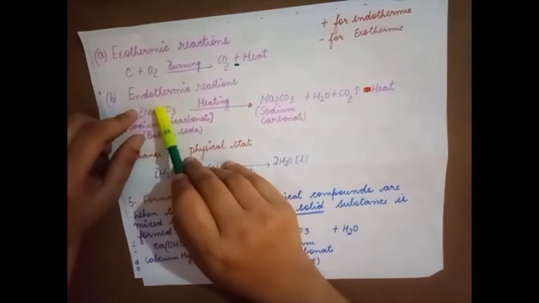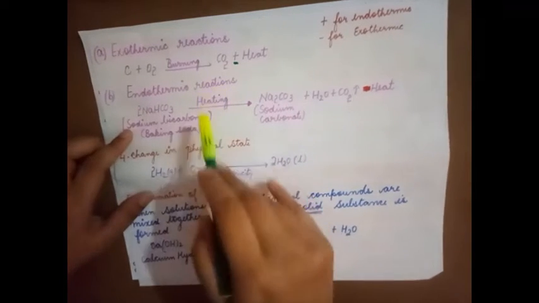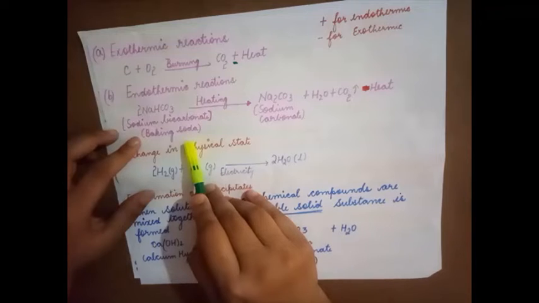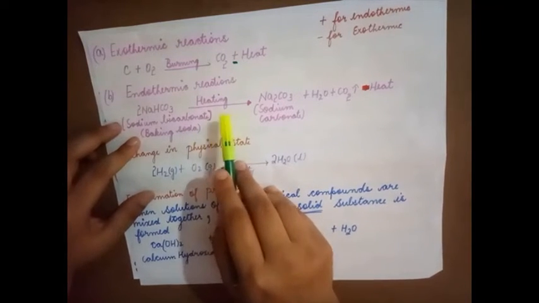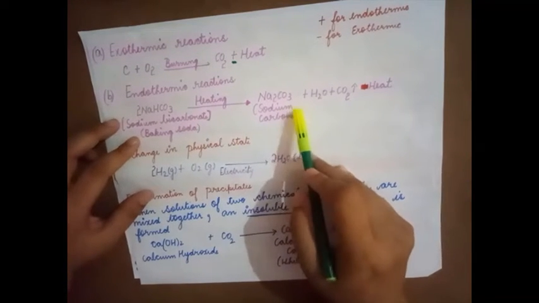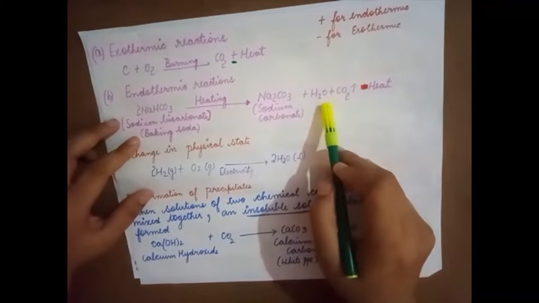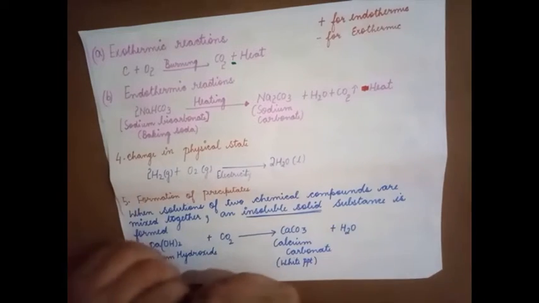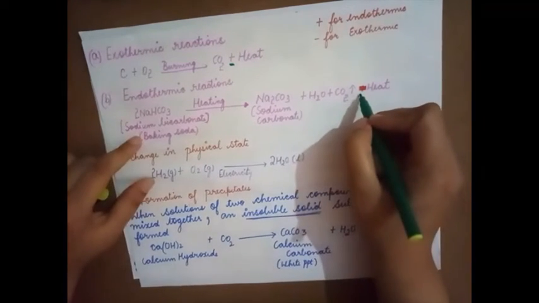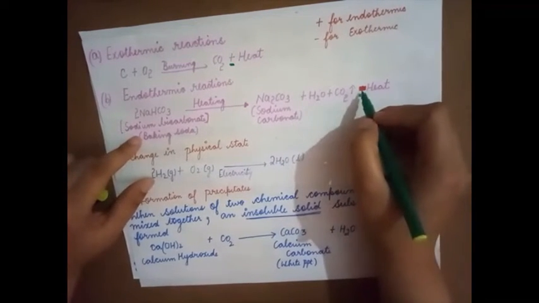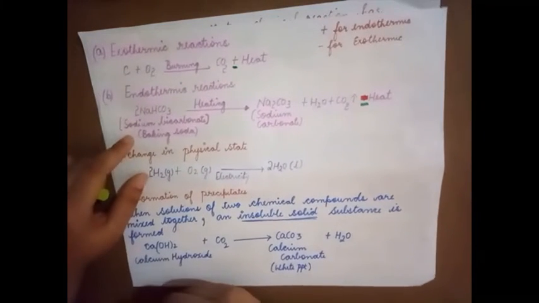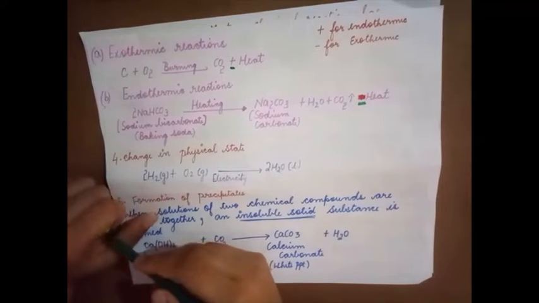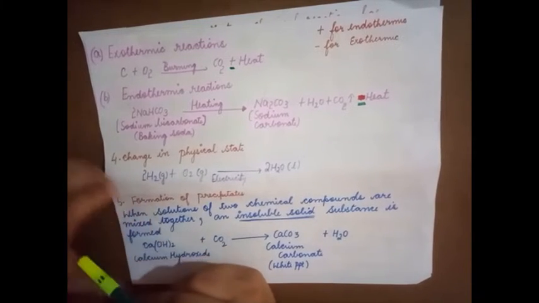Next, moving on to endothermic reaction. Sodium bicarbonate, also known as baking soda, when it is heated, gives rise to sodium carbonate, water, carbon dioxide, and heat is being absorbed. When heat is being absorbed, we see that a minus sign is written. So during this reaction, we see that the heat is being absorbed.